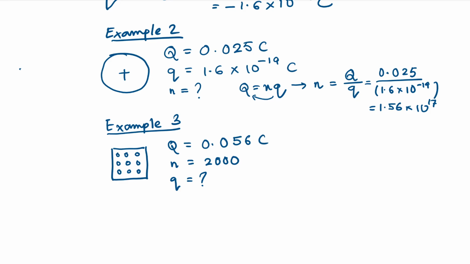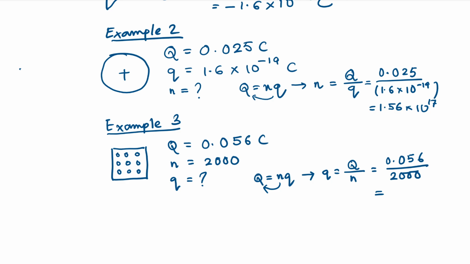So we'll start with our same formula, the relationship capital Q is equal to N times small q. But this time we are trying to solve for small q, the charge on each of these droplets. And so we'll rearrange this equation and move the N to the other side. So it becomes small q is equal to capital Q divided by N. And let's substitute our numbers. 0.056 divided by 2000. So total amount of charge divided by the number of particles.